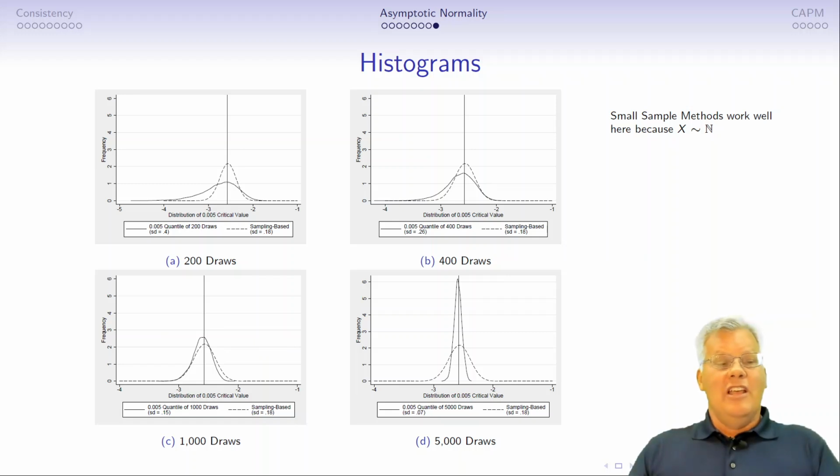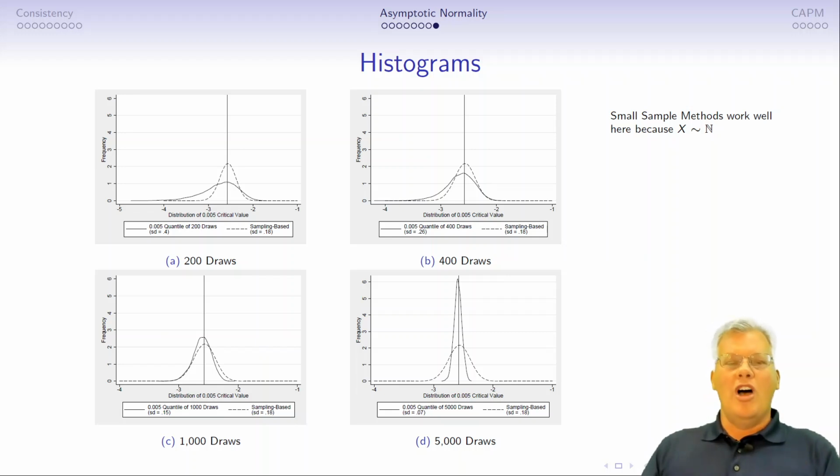So you'll notice that the small sample techniques here actually do work quite well. The reason is that the underlying x's are normally distributed, right? So the necessary assumptions were met for small sample techniques to work reasonably well. The solid line represents, I believe, I did 1,000 repetitions of 200 draws. Right, so it took gobs and gobs of computing time.